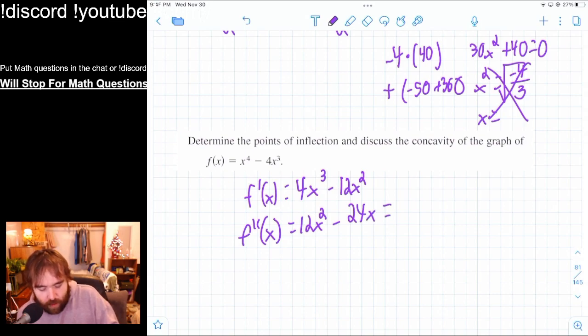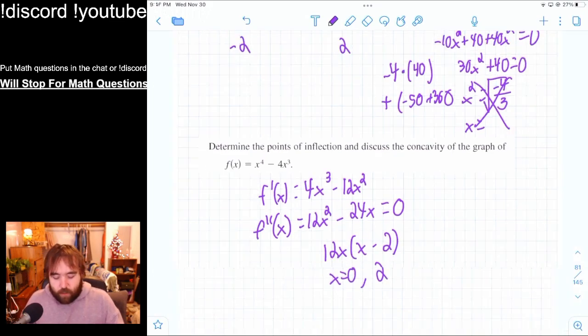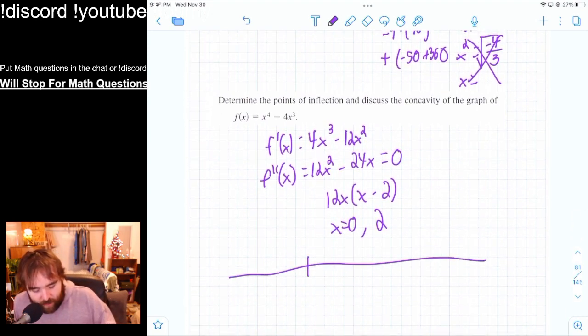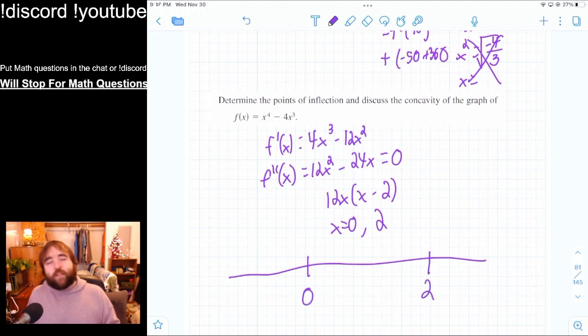So just like before, we set this to undefined, set this to 0 to find our possible points of inflection. This is never undefined, so we just set it equal to 0. And then we'll factor. So we'll go 12x, x minus 2, x equals 0, and 2. So those are the possible points of inflection. Now let's remember what a point of inflection is. A point of inflection is where it changes concavity, from concaving up to concaving down, or vice versa. So if we get something like concaving up here, it's just not a point of inflection. It's like we said, these are possible points of inflection.